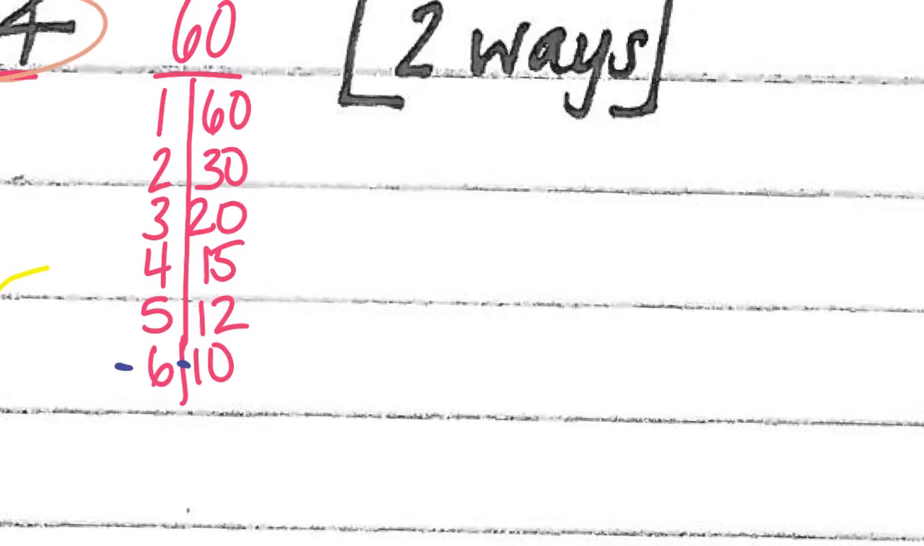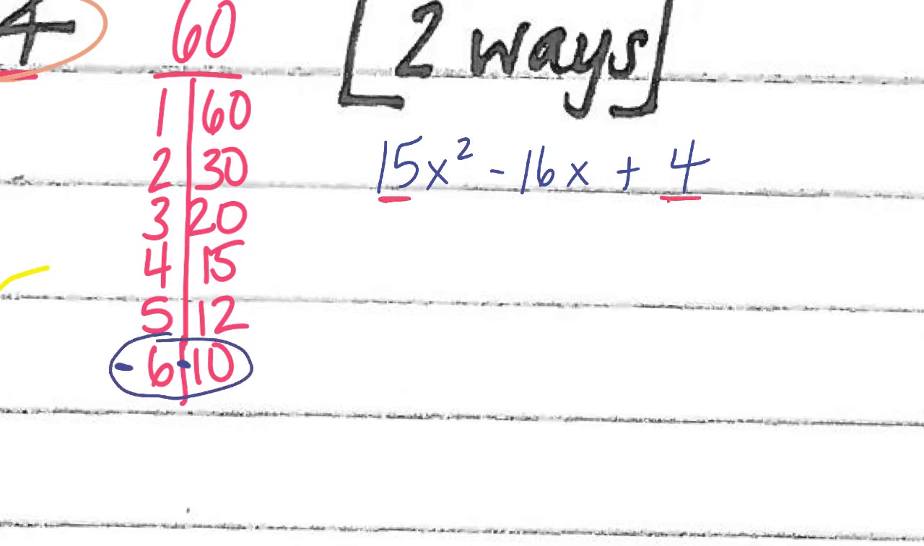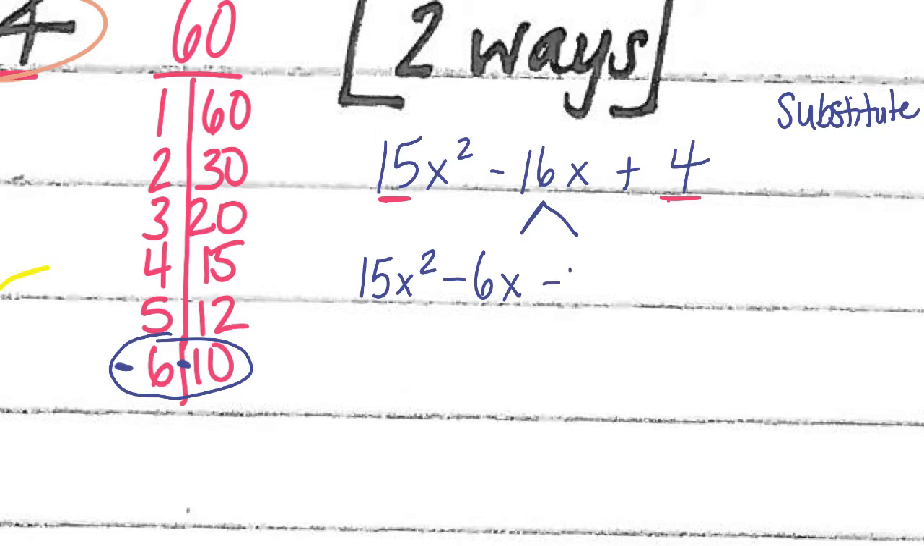So remember that we had 15x squared minus 16x plus 4. And we could do the exact same thing, get the factors that add up to be negative 16. This is the most common way to do it. I see most teachers teaching it this way. It's called substitution. And we're going to substitute that negative 16x in with a negative 6x and a negative 10x, because remember that these two add up to be that.